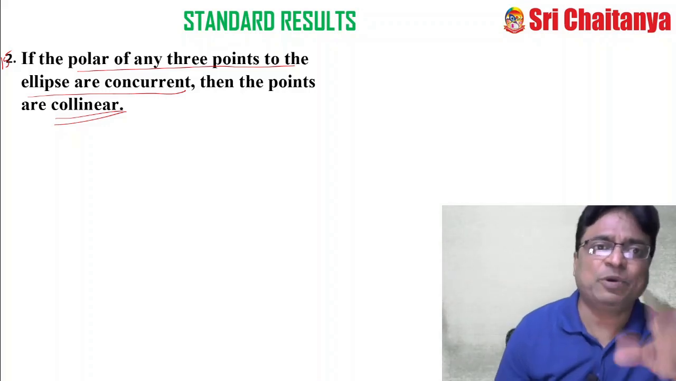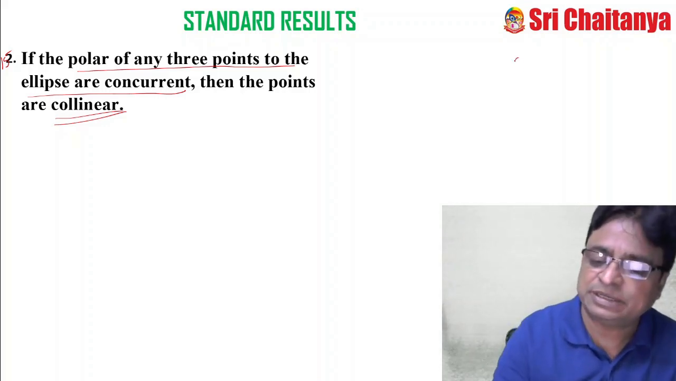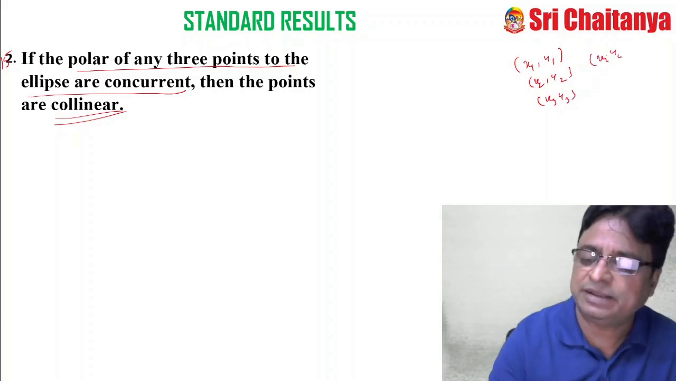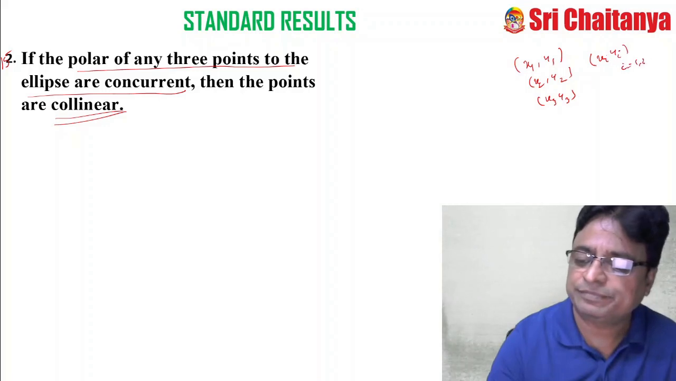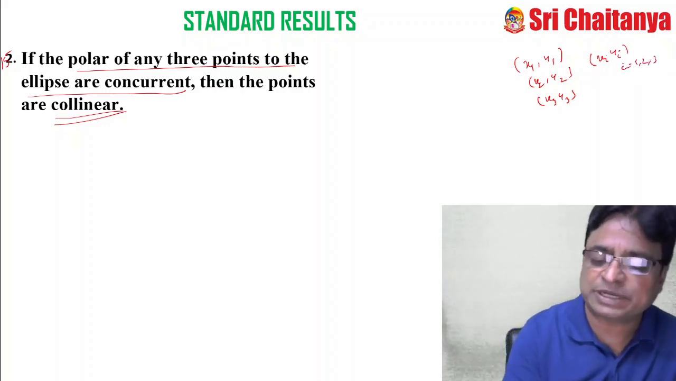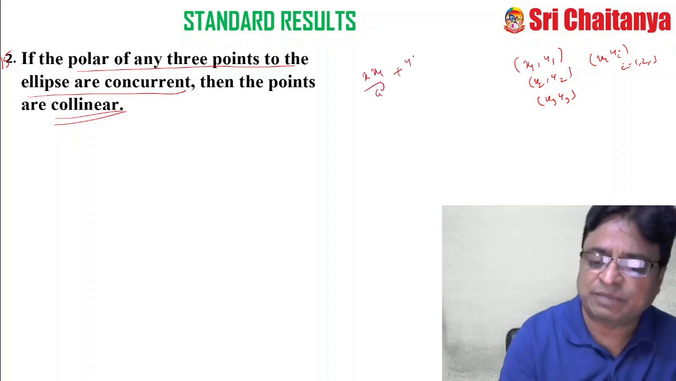See, the polars of any 3 points. Let the points be x1 y1, x2 y2, x3 y3. These are the 3 points. Or simply you can write these are xi yi, where i equals 1, 2, 3. That means x1 y1, x2 y2, x3 y3. What is the equation of the polar with respect to x1 y1? x x1 by a square plus y y1 by b square minus 1 equal to 0.